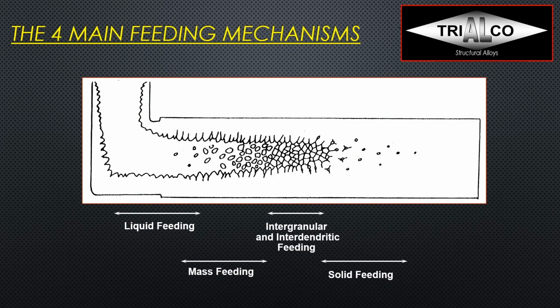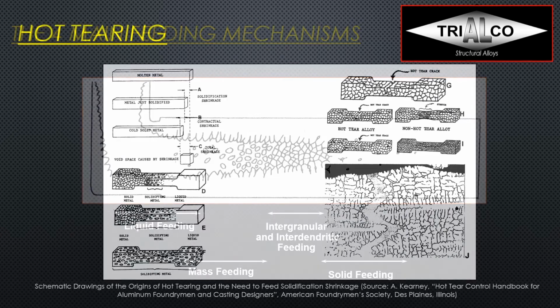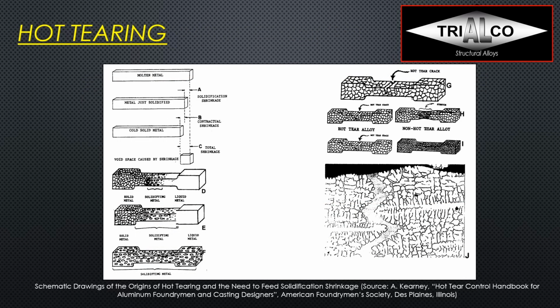So now that we covered fluidity, we have 4 different feeding mechanisms. The first one is quite obvious. As long as I pour the metal in, I have liquid feeding and I'm filling out the mold. And then when it slowly solidifies, usually away from the walls, I have mass feeding. And then I have the grains forming out, and then, well, it's called intergranular or interdendritic feeding. And then after that, I get into solid feeding, and that's an important part in high pressure die casting or squeeze casting, of course.